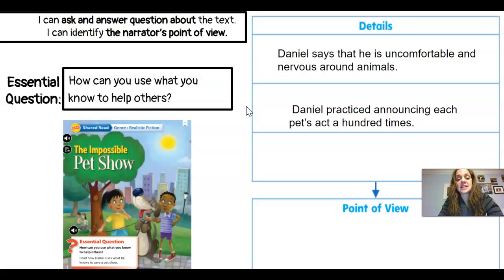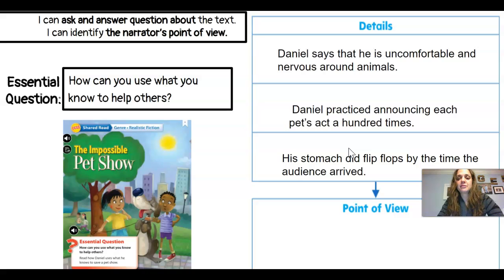Daniel practiced announcing each pet's act 100 times. This shows me that he's nervous. That's why he practiced it 100 times, because he wants it to be perfect. His stomach did flip-flops by the time the audience arrived. Well, if your stomach is doing flip-flops, that, again, means you're nervous.